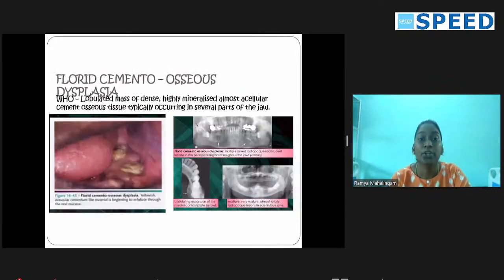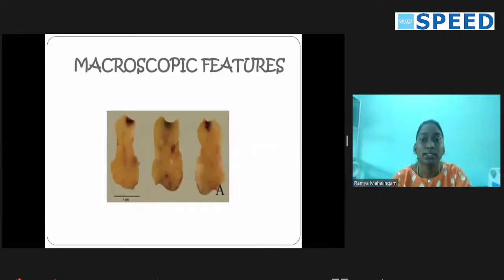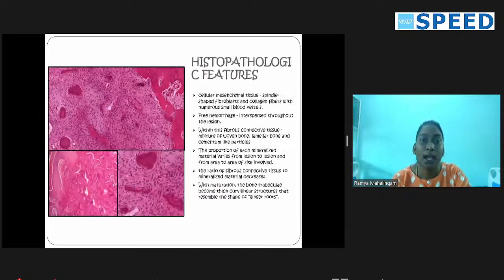The last is going to be the florid type. It is going to be multiple lesions present throughout the jaw region. It's going to be seen in the mandibular region. This particular lesion is very common in the African population, and that you have to remember. African female patients are more commonly affected with this particular condition. So this is a tooth which is showing changes, and this is the histopathological change. Cementum-like material is usually seen in the histopathological lesion.